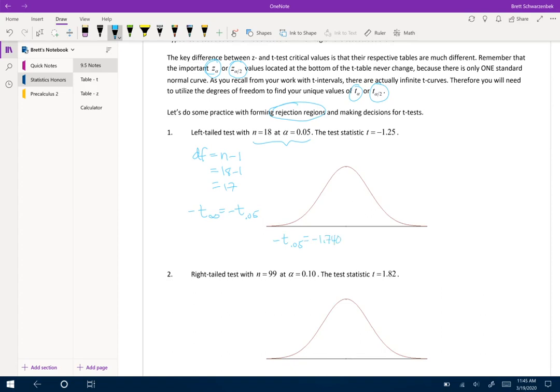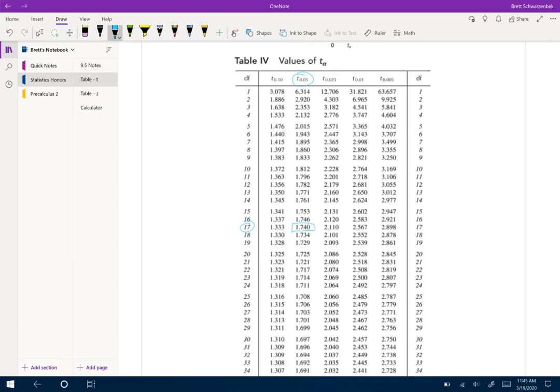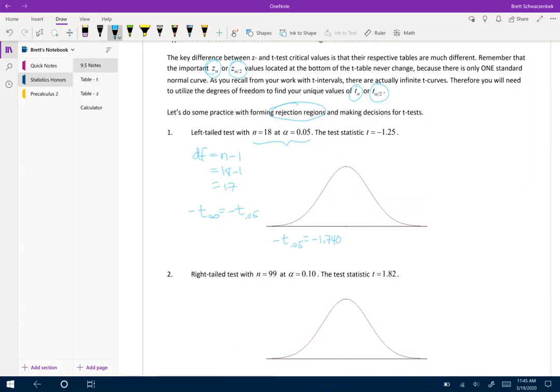Now, remember, the t-table only displays positive values, but because of the symmetry of the table, we know both sides are going to be the same. So this value is going to be marked somewhere in this location as negative 1.740. If you recall from the critical value approach for z-tests, we always reject h0, or the null hypothesis, in the tail, and we do not reject h0 anywhere else.